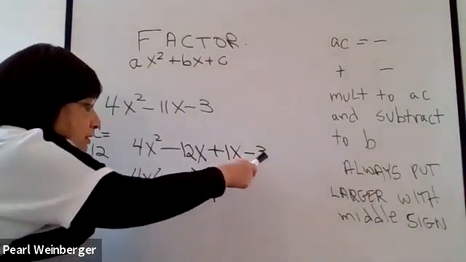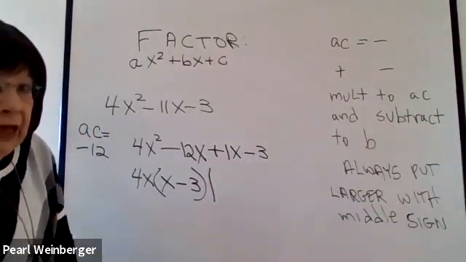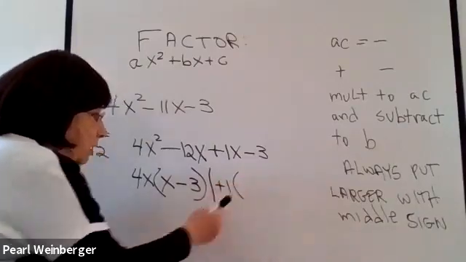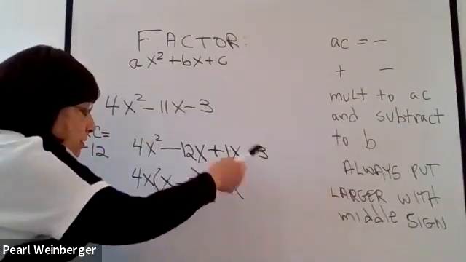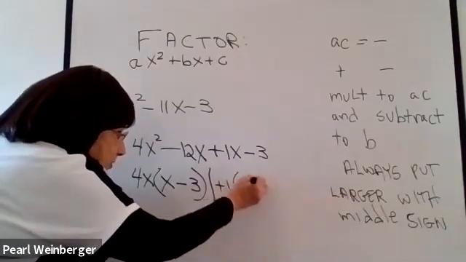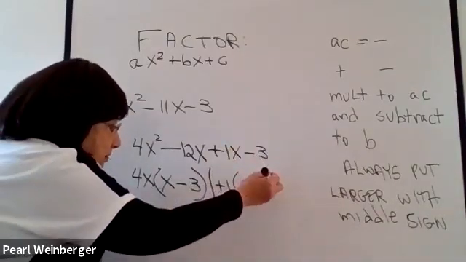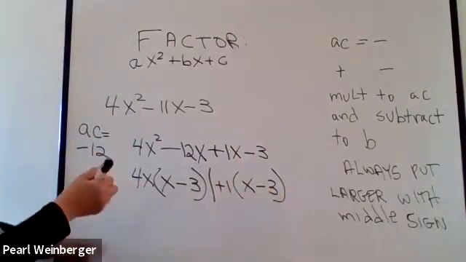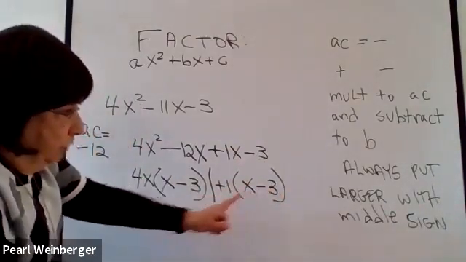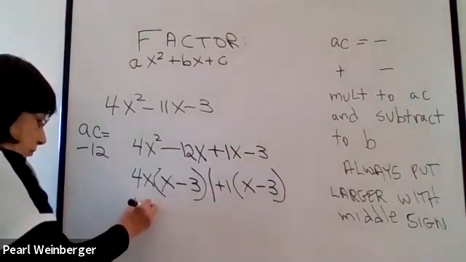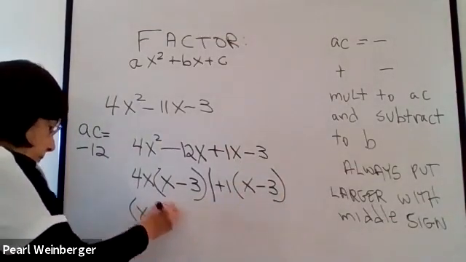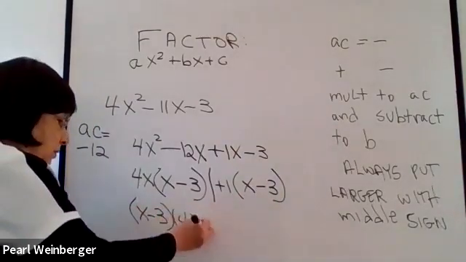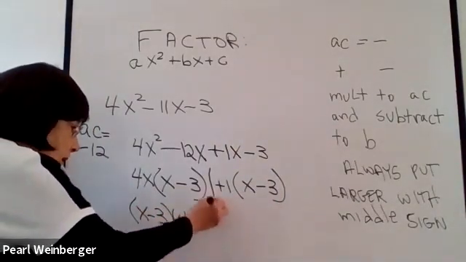Then I have a 1x and a minus 3, and I have no common factor, so I know I have to put a plus 1. And plus 1 into 1x is x. 1 into x to 3 is minus 3. And I see that I have an x minus 3 in both of these, so I put that in front. And in my second parentheses, I put a 4x plus 1.